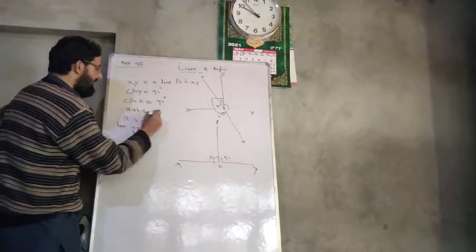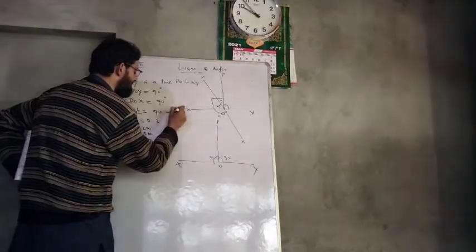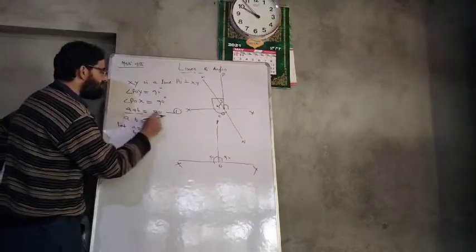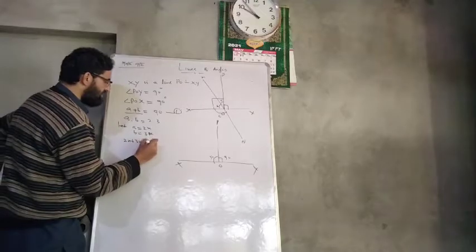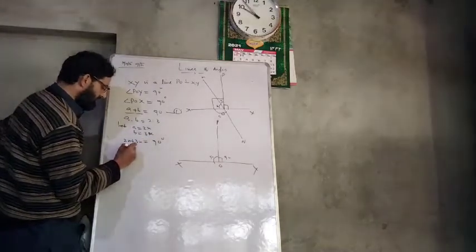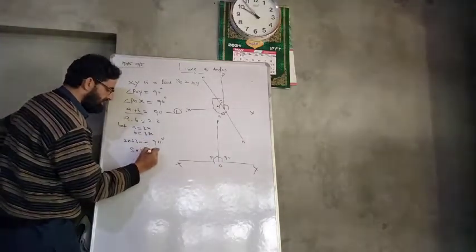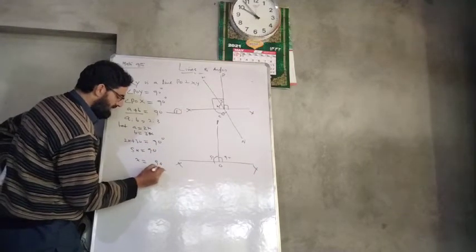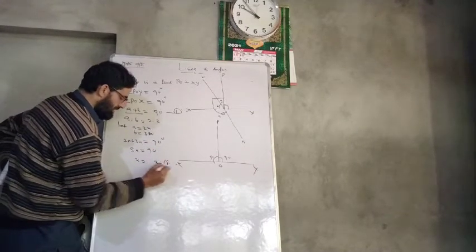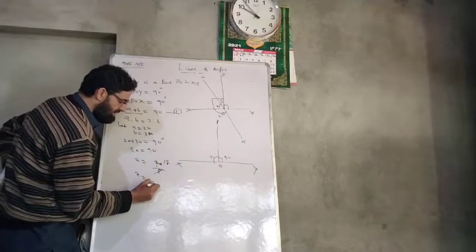Now see, A plus B, this is equation number first. A plus B is equal to 90, that is 2x plus 3x is equal to 90 degrees. So 5x is equivalent to 90 degrees. What is x? It is 90 divided by 5, which is 18. So x is equivalent to 18 degrees.